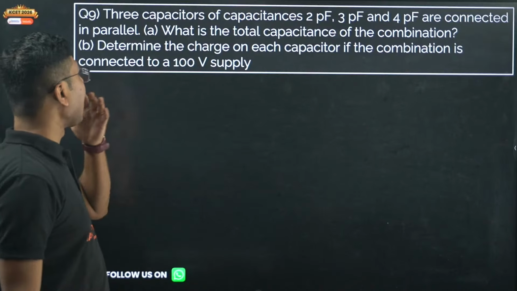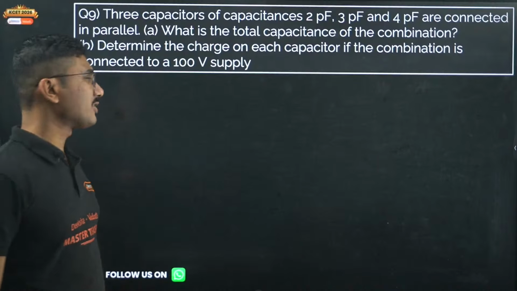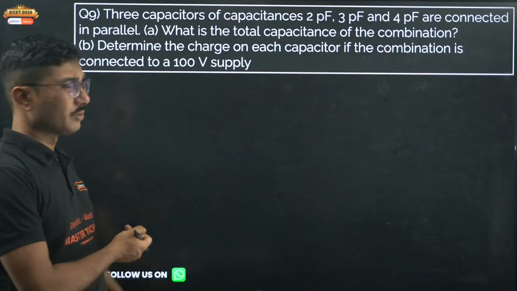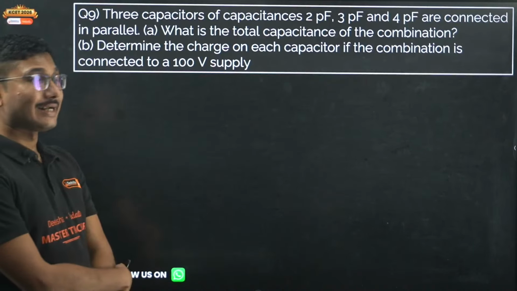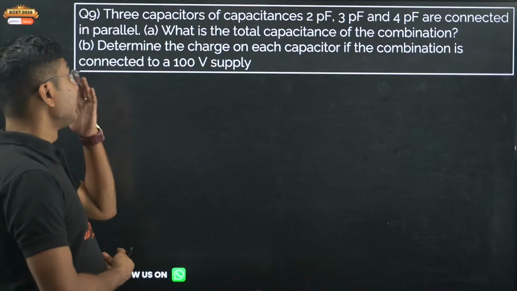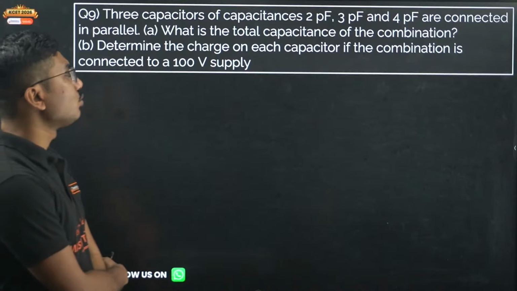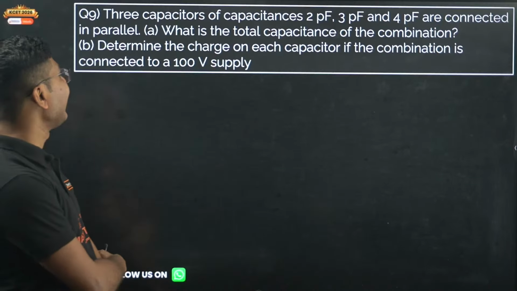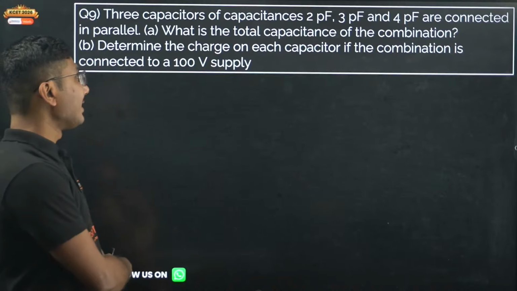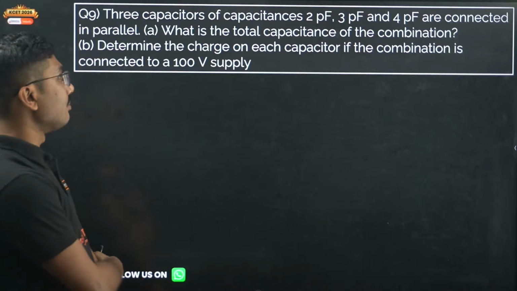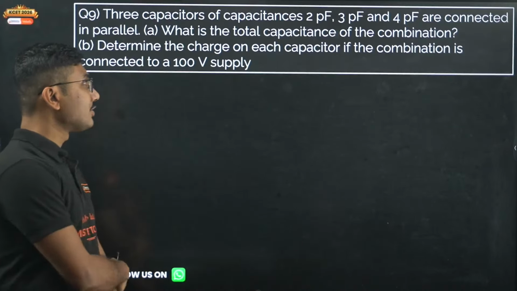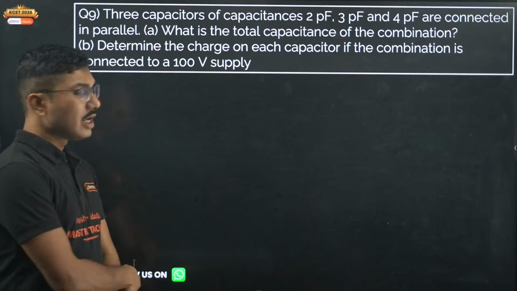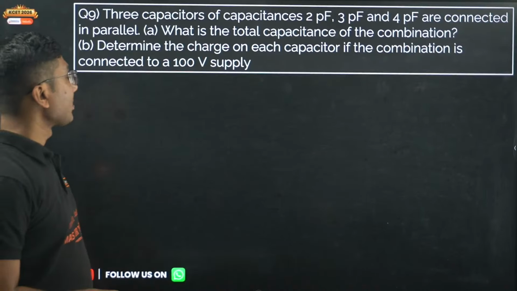This question actually came once, I think not in the first paper, but second or third paper, 23 or 24 improvement exams. That time it was an improvement exam. 3 capacitors of capacitances 2 picofarad, 3 picofarad and 4 picofarad are connected in parallel. What is the total capacitance of the combination? Determine the charge on each capacitor if the combination is connected to a 100 volt supply.